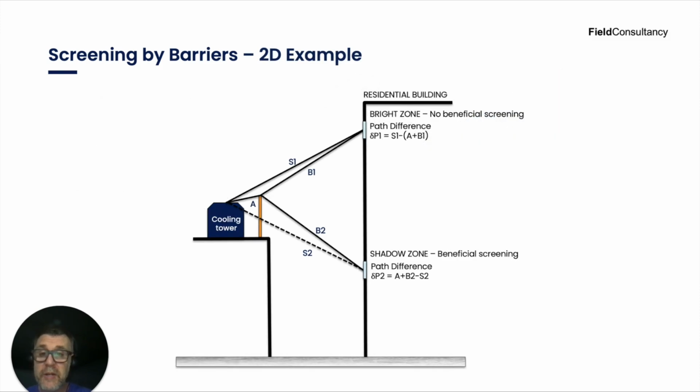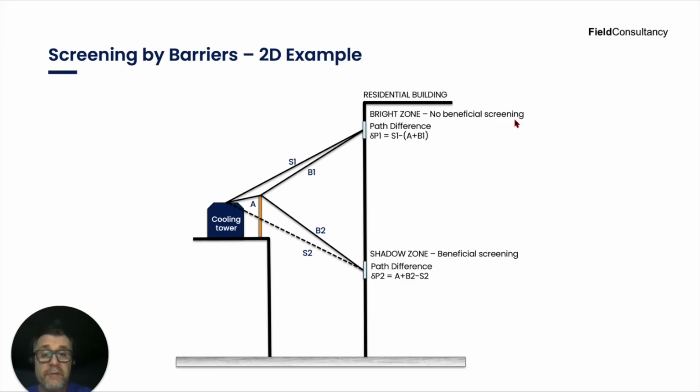Let's look at a two-dimensional example of screening by barriers. So we have a cooling tower here sitting on the top of a building, and the barrier is shown by this orange line here. First of all, we have different zones, which we call the bright zone and the shadow zone. If we have a neighbouring residential building and the window from an apartment has a direct line of sight to that cooling tower, it is considered to be in the bright zone.